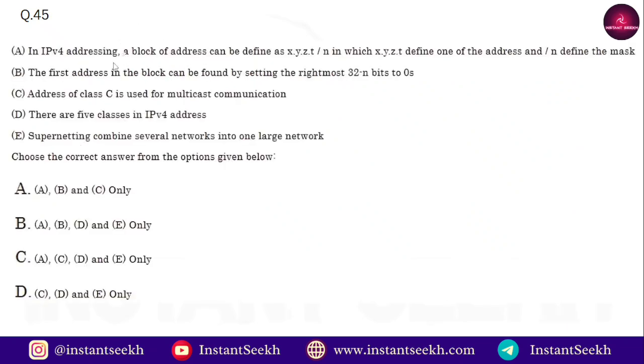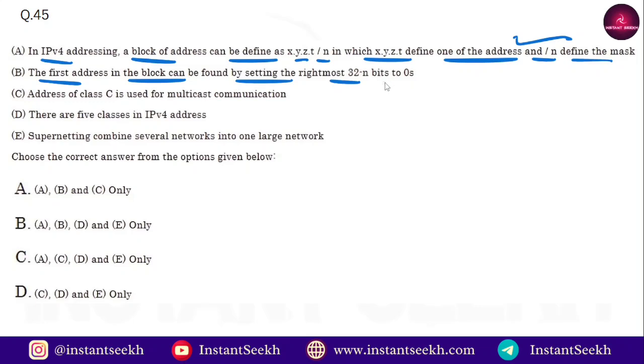Choose the correct answer from the options given above. Next, what is given? In IPv4 addressing, a block of addresses can be defined as x.y.z.t/n, in which x.y.z.t defines one of the addresses and /n defines the mask. So this is true. The first statement is true. The first address in the block can be found by setting the rightmost 32-n bits to 0. Yes, this is also true.